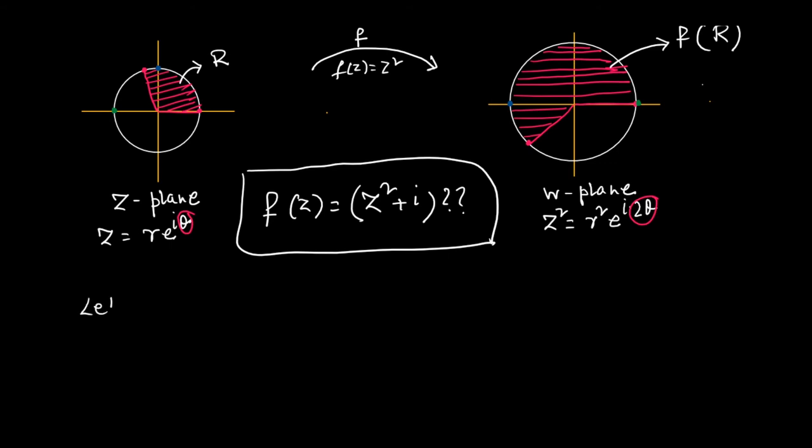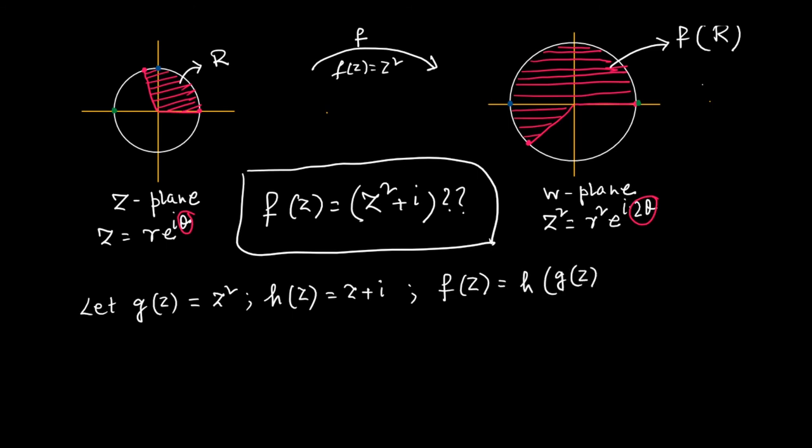Let us consider, let g(z) equal z squared and h(z) equal z plus i. Then can you tell me how I can write f in terms of g and h? Then I can write f(z) equals h of g(z). That means this f is actually equivalent to h compose g. So this is how I can interpret this function F(z).